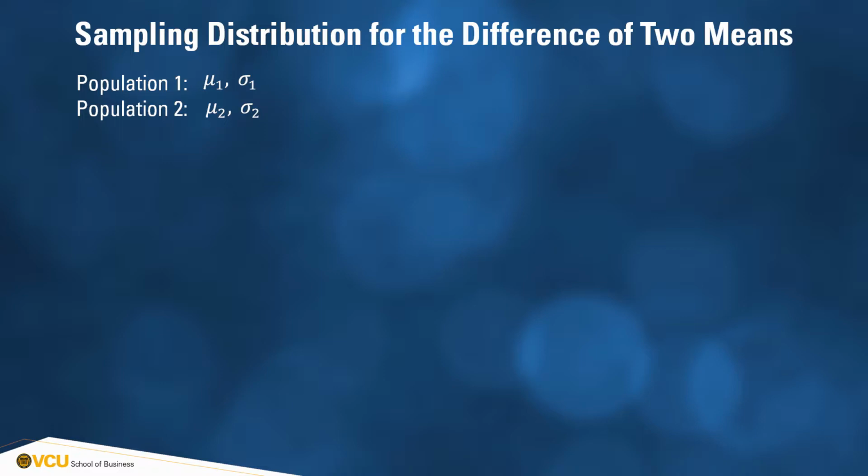In Lesson 2, we learned that we can calculate the expected value of the sum or difference of two random variables simply as the sum or difference of the respective expected values. So it stands to reason that such a sampling distribution for the difference of two means will be centered at the difference of the population means, or mu1 minus mu2.